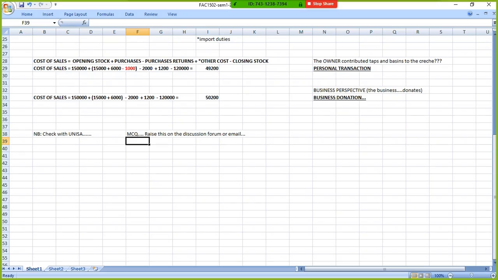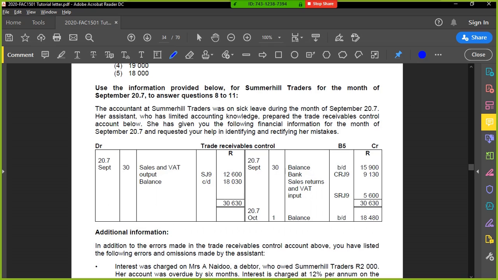Okay, 8 to 11. There are a few here. That was 7. Let's go 8 to 11. When you have a question like this, it's linked, so there are multiple things that you need to consider. Let's look at the scope. The accountant at Summerhill Traders was on sick leave. Her assistant has limited accounting knowledge and prepared the trade receivables control account. Okay, there are the control accounts. What type of account is this?